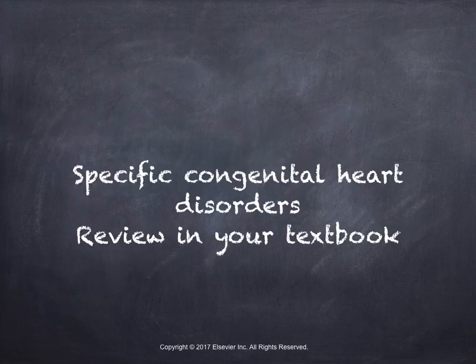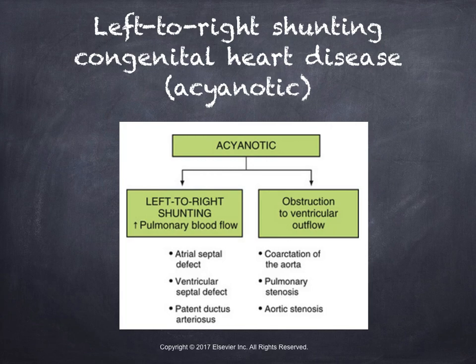There are several specific congenital heart defects that I'm not going to go over in detail today because they were reviewed with you in PC1. You should review those in your textbook. I'll talk about some overall concerns that we should be aware of, and if you have any questions about any of them, you can let me know. But basically, there are two overall types of congenital heart disease: the defects that do not cause cyanosis and the defects that do lead to cyanosis.